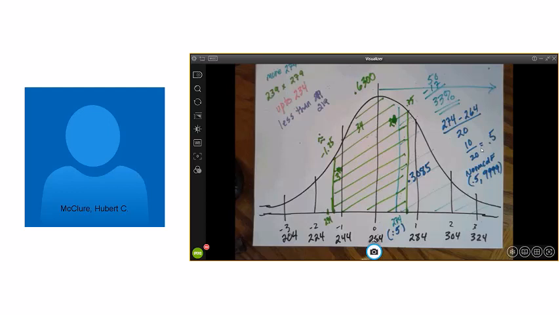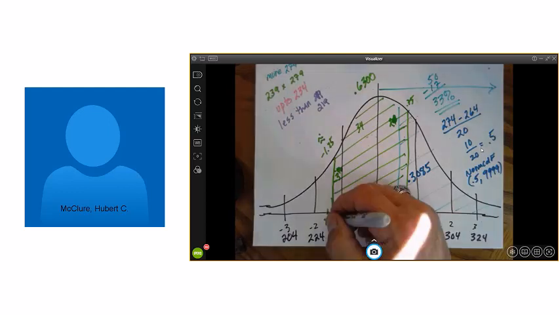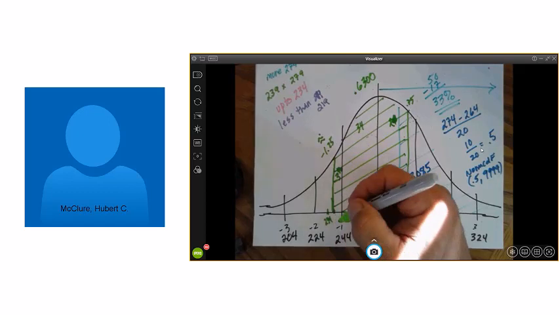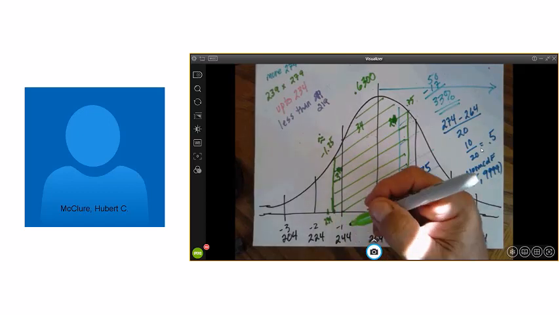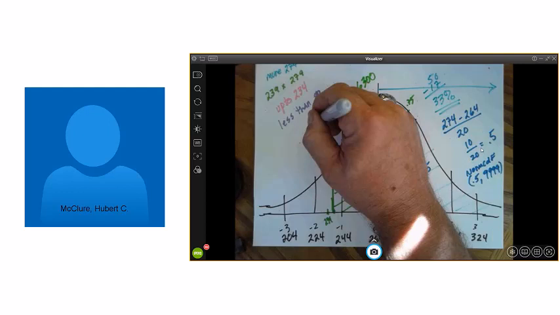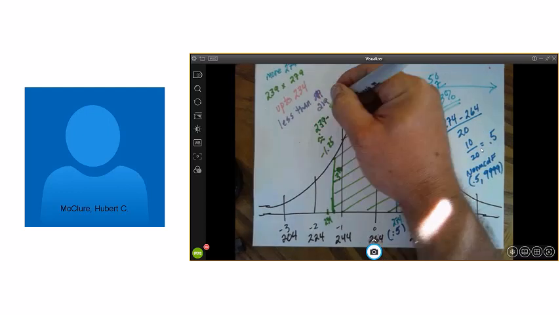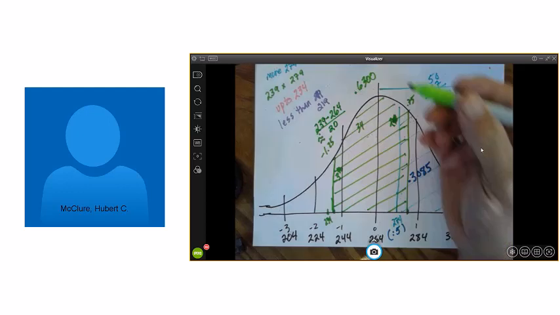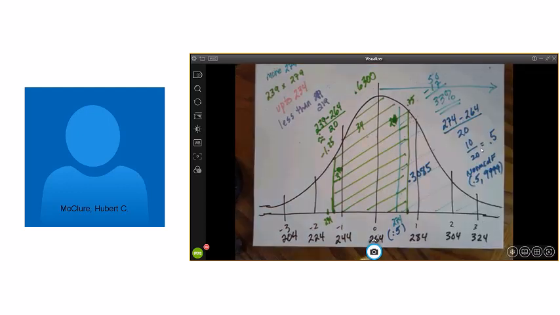So 234 or 239, we're going to change that into a z-score. So 239 minus 264. Somebody do this for me. Divided by 20. What do you get?